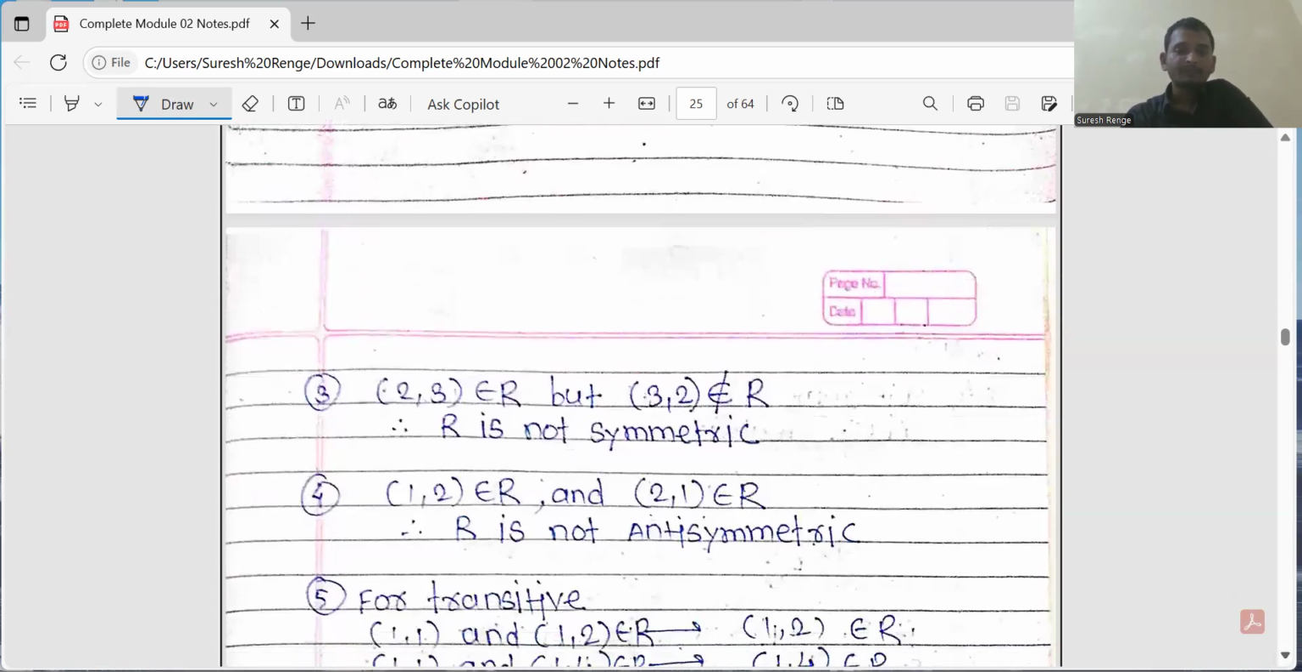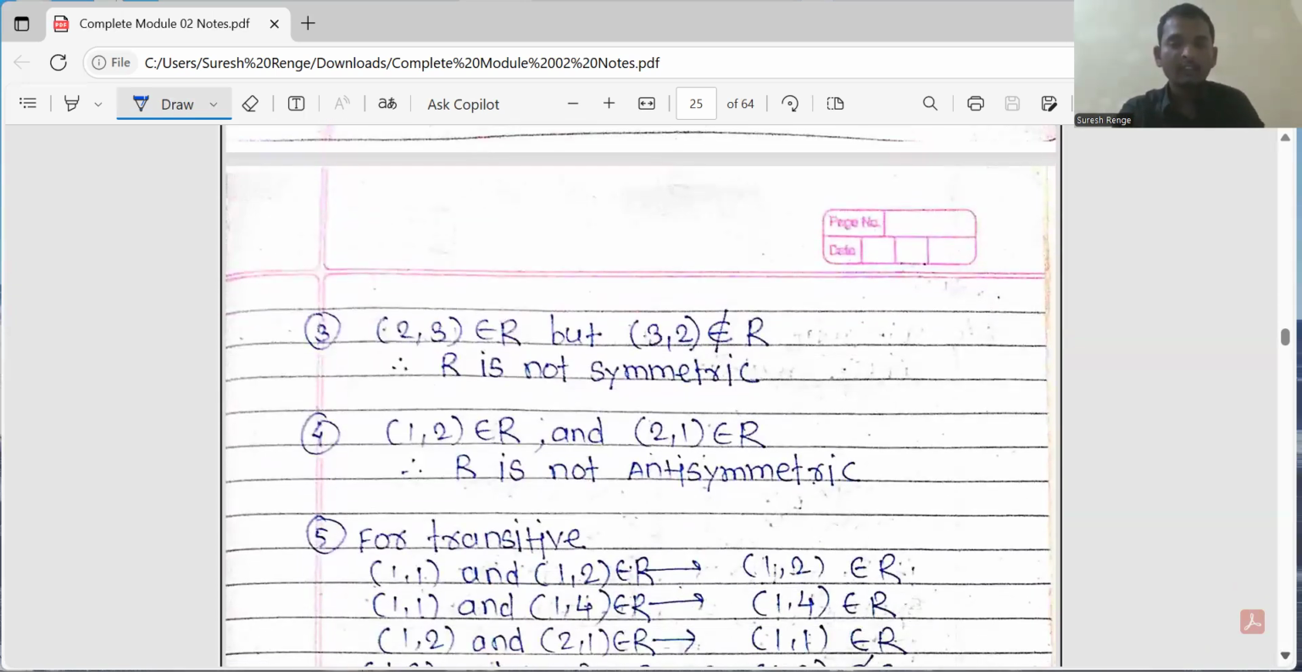Next, we want to check symmetry. What is meant by symmetric? What is the definition of a symmetric relation? Whatever elements are present in the relation, the symmetric elements must also be present. If 2 comma 3 is present in the relation, then 3 comma 2 must also be present. Then we call that relation symmetric.